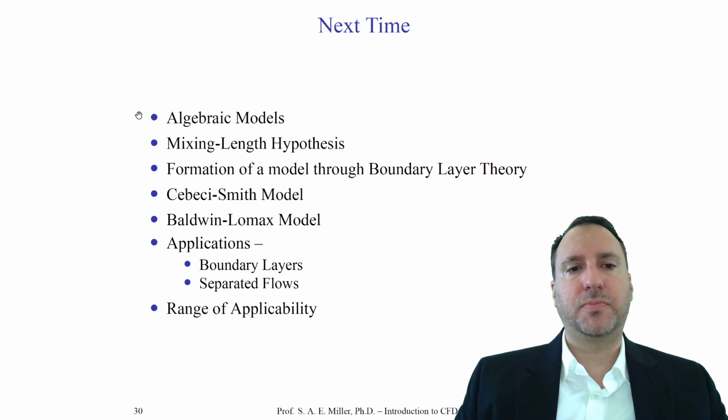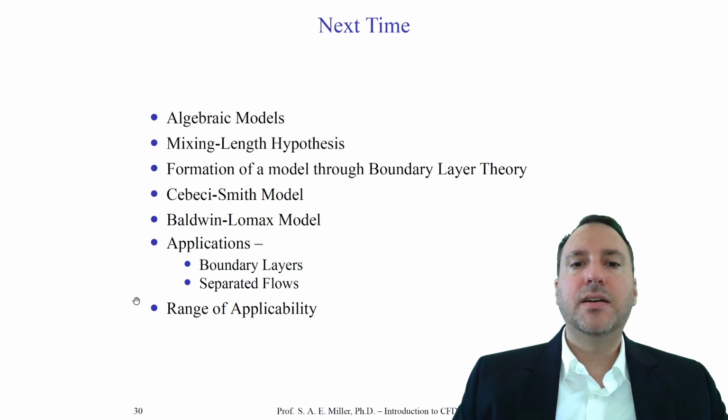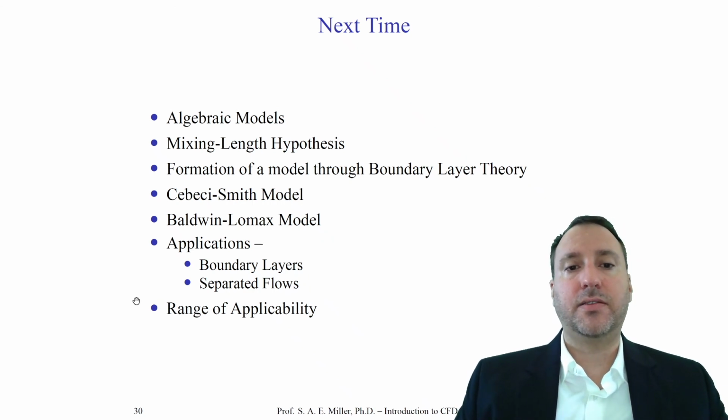The first set of models will be algebraic. Then we'll talk about the so-called mixing length hypothesis model, and we'll find formulations of the first turbulence models for boundary layer equations in theory. That's why we introduced the boundary layer equations in the beginning of the class. Then we'll talk about two famous boundary layer turbulence model closures, the Cebeci-Smith model and the Baldwin-Lomax model, and we'll look at their applications and their advantages and disadvantages for boundary layer flows and separated flows, and we'll discuss their range of applications.